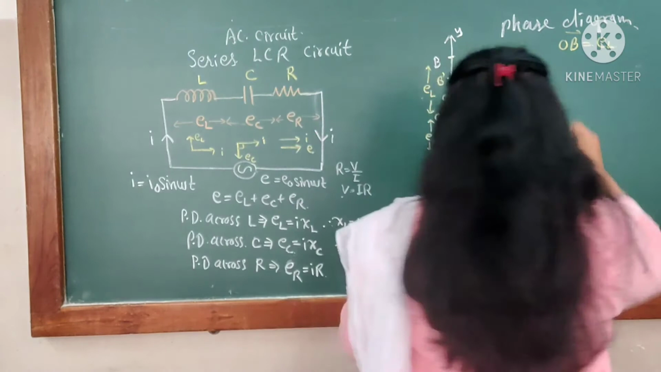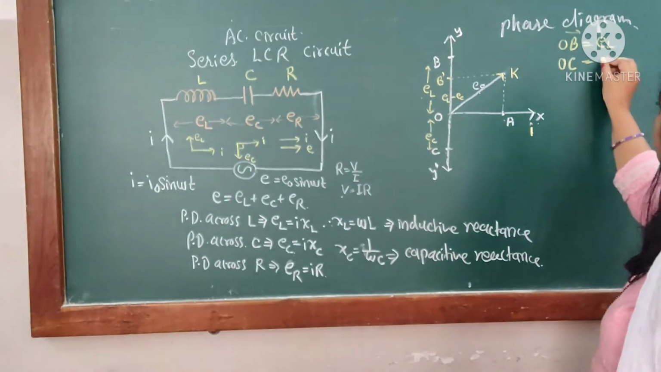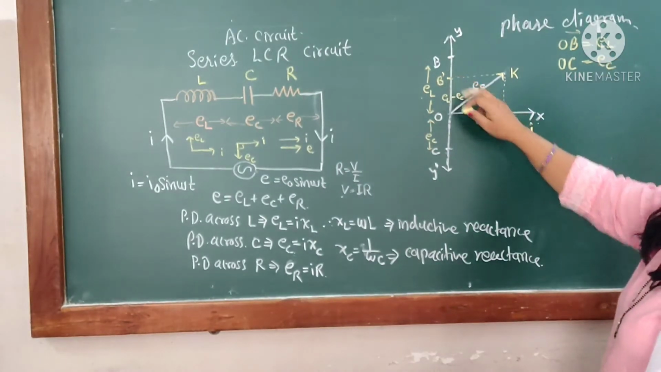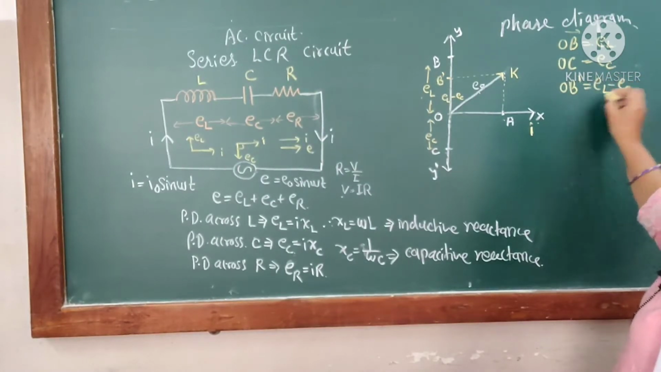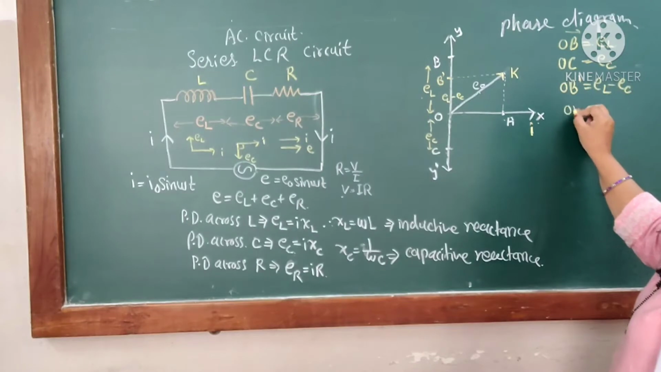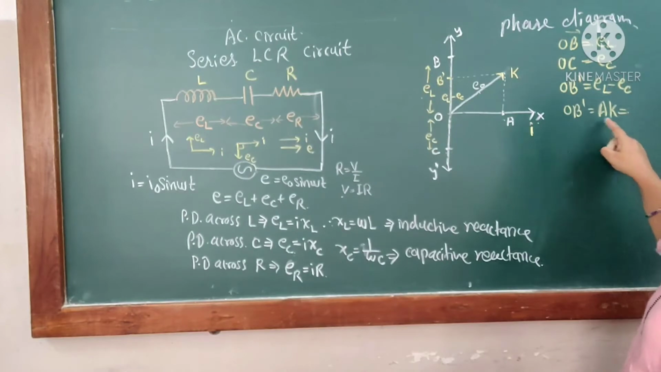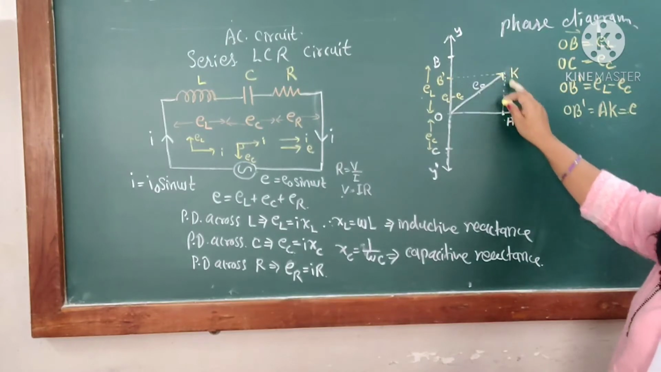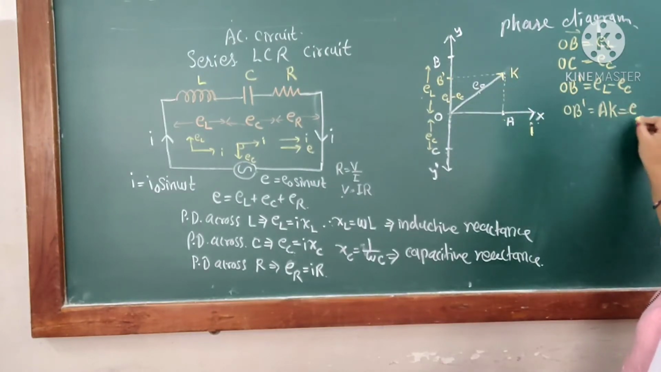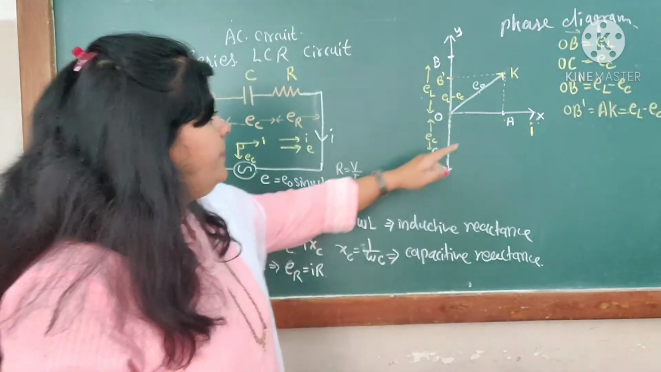Whatever I explain here, I will write here the OC. OC is equal to EC value, and then OB dash represents here EL minus EC. Next, AK is equal to OB dash. AK means what? It is similar to the OB dash. If I join together, this will be the similar side, EL minus EC. Like that we got the value of AK.